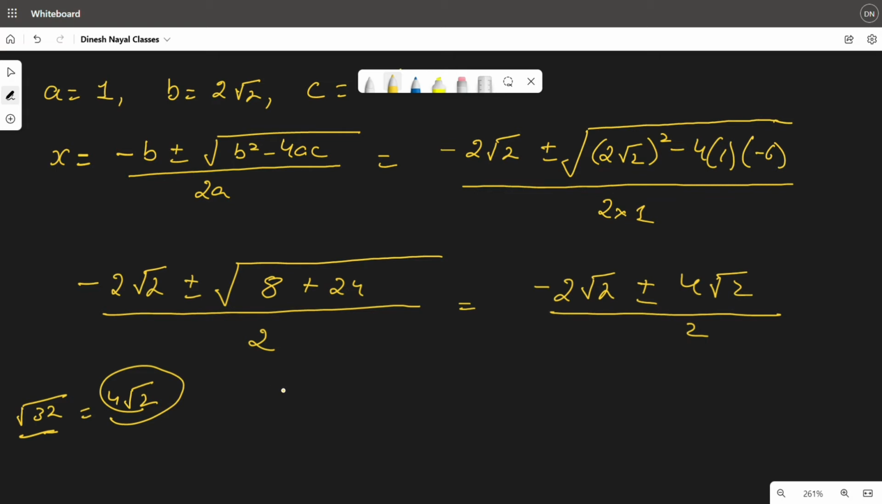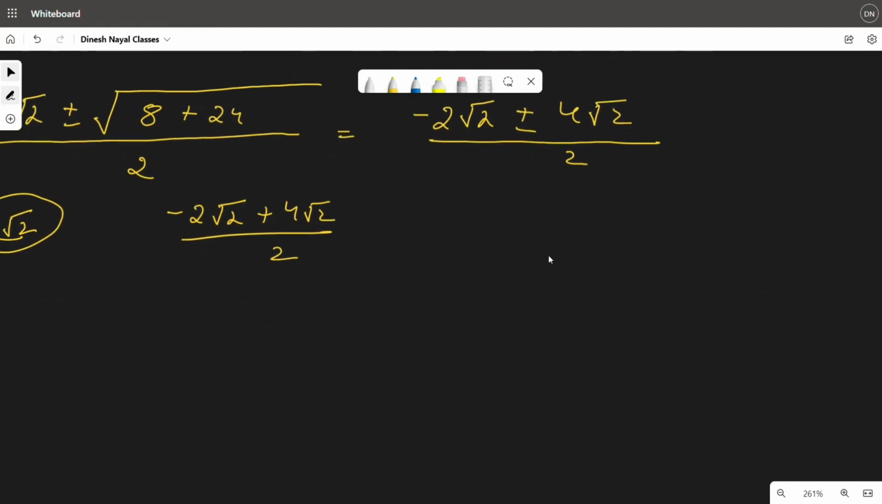Now see, minus 2 root 2. For one of the roots, it will be minus 2 root 2 plus 4 root 2 by 2. Minus 2 root 2 plus 4 root 2 is actually 2 root 2. So this equals 2 root 2 by 2, so you just cancel these two. So this will be root 2. Root 2 is one of the roots.